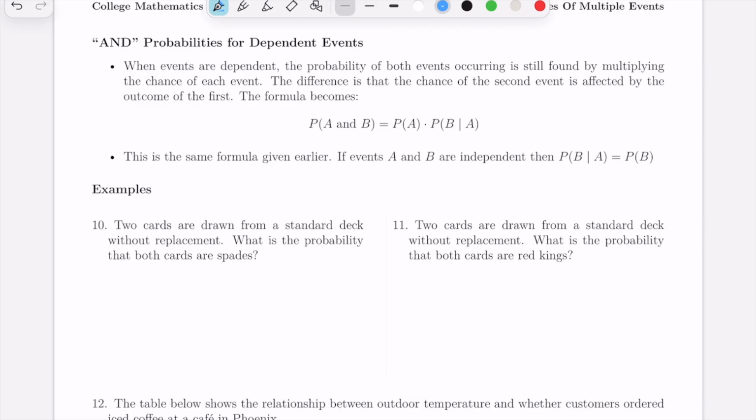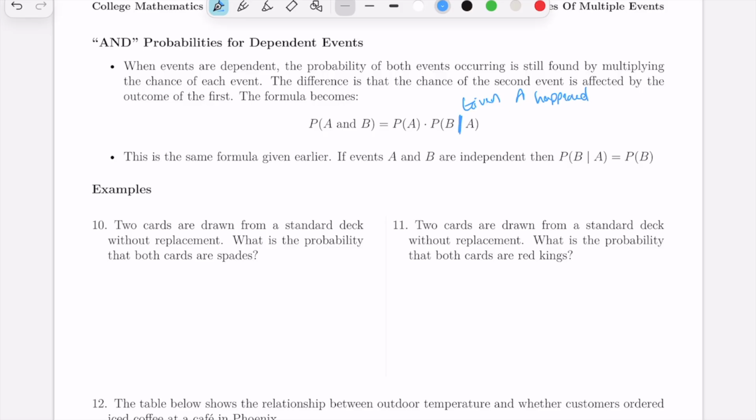Next, we're going to start looking at multiple events happening using the and notation. When events are dependent, the probability of both events occurring is still found by multiplying the chance of each event. The difference is the chance of the second event is affected by the outcome of the first. And then we're just going to be multiplying. Probability of A and B is probability of A times the probability of B given A. Remember, this vertical line right here means given that A happened, right?